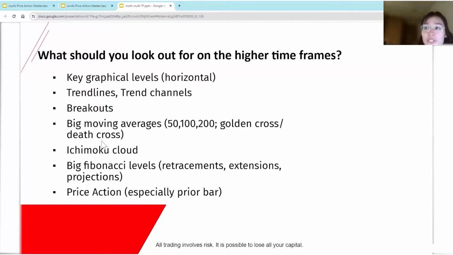These big moving averages and Ichimoku, those are your indicators that you would use after doing all of this technical analysis. Big Fibonacci levels, those we cover more in depth in our Fibonacci series. And lastly would be your price action, especially the prior bar. So this is what we're talking about today, what I was talking about with the candlesticks and all of that.